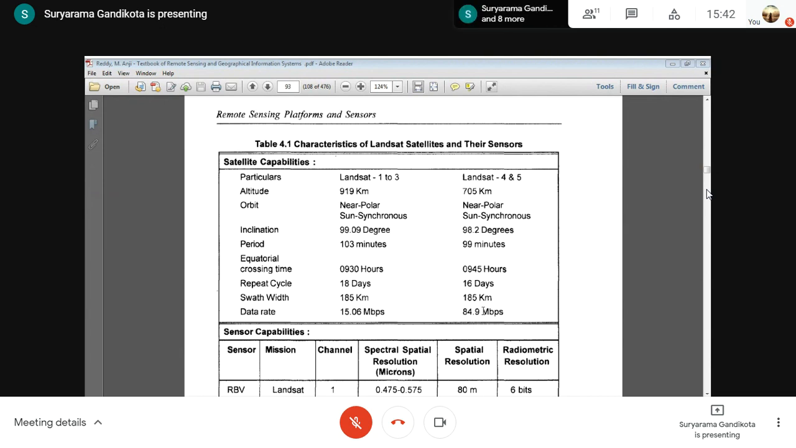So these are the different types of satellites: Landsat 1, 2, 3, and Landsat 4 and 5. Altitude is 919 kilometers for the first category and 705 kilometers for the second category. The orbit is near polar and sun synchronous for both.